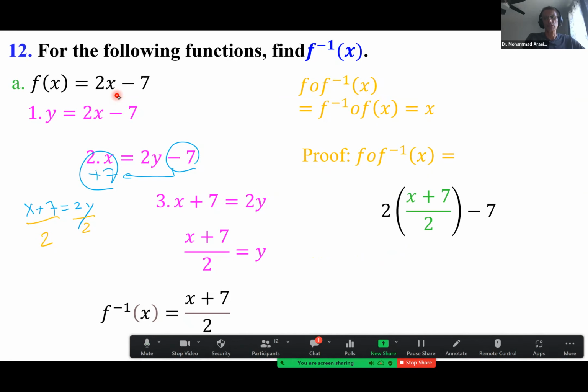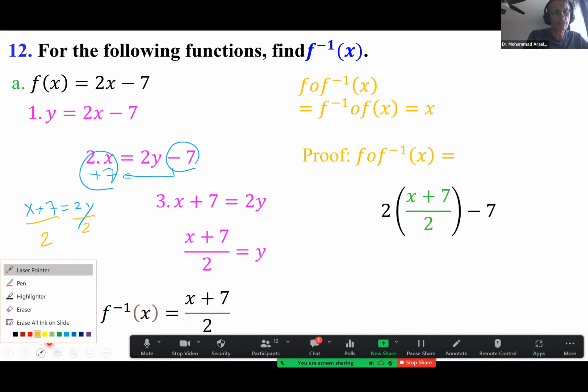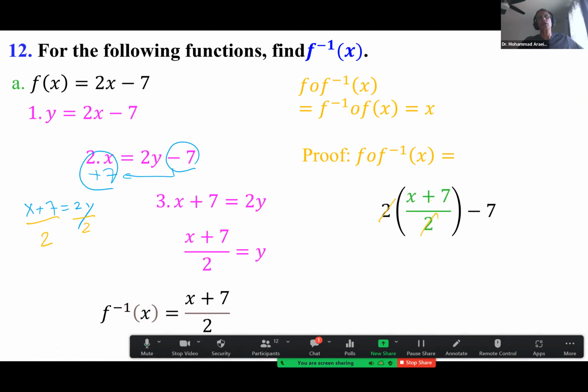I'm going to replace the x with f inverse. I can drop the 2's and I get x plus 7 minus 7, which is x, and that is the proof.